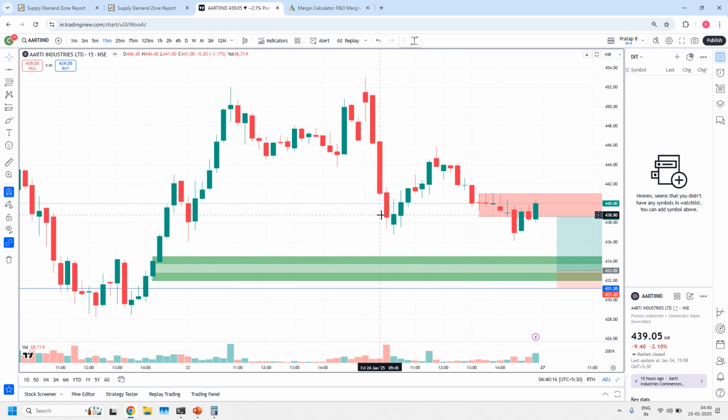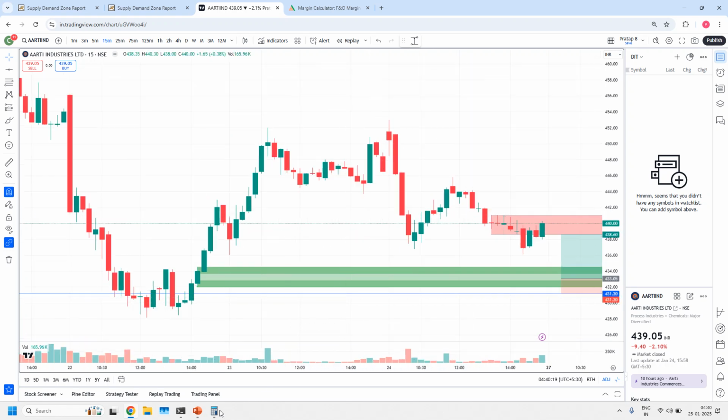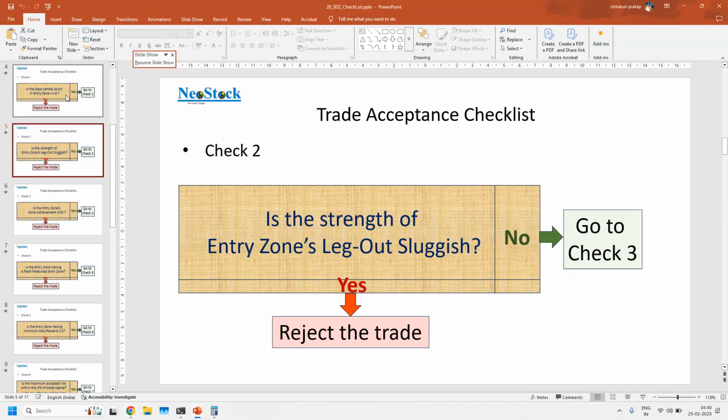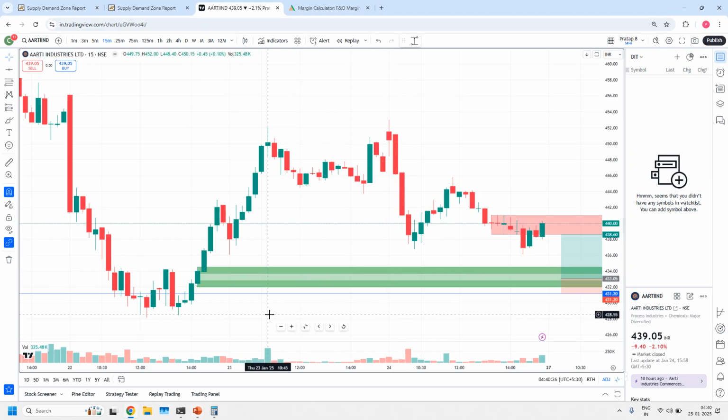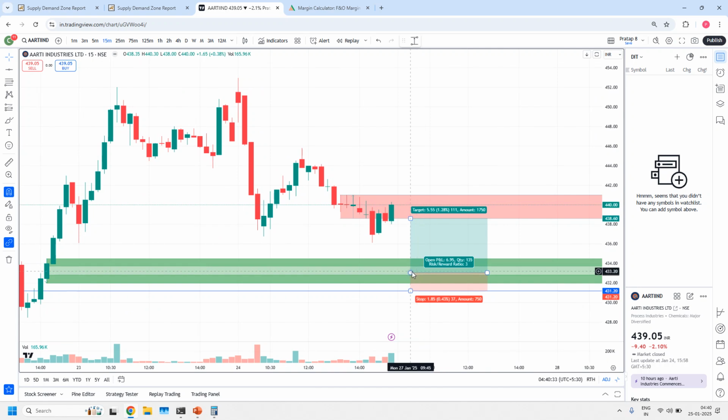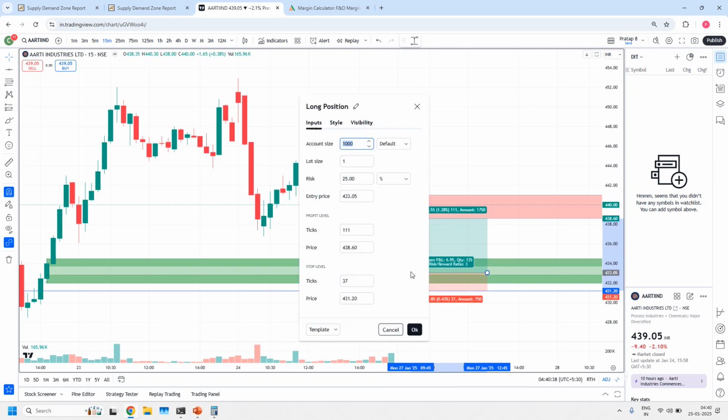Okay, apart from that, all the checklist items. Now one more checklist item. Is it having less than 6 base candles? Yes. It is having only one base candle. So this is the way you can plan. This is your entry, this is your stop loss, and this is your target. You double click all the three and you get the details. Your entry price is 433.05, your target is 438.60 and your stop loss is 431.20.